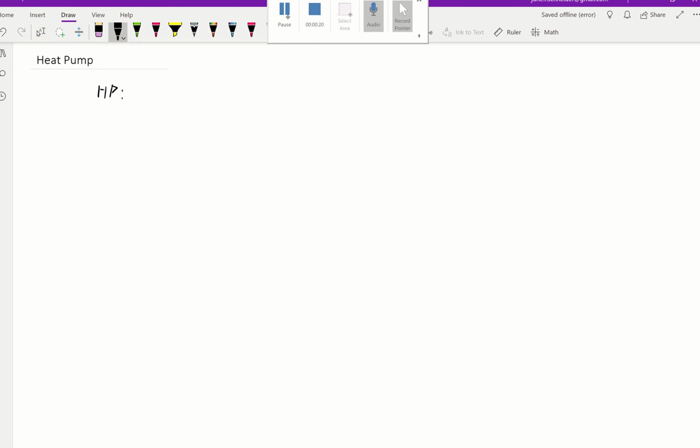It's a device to transfer heat from low temperature to high temperature.